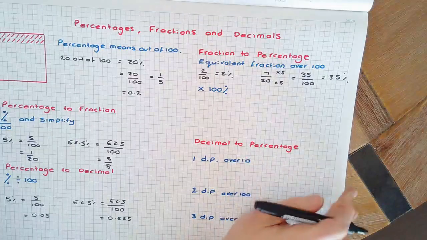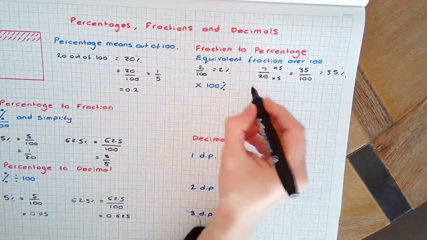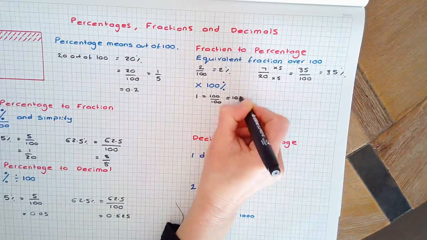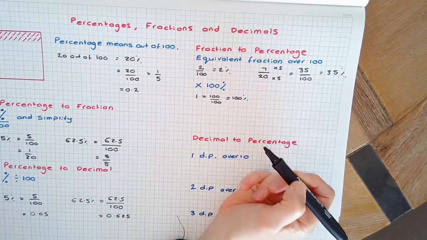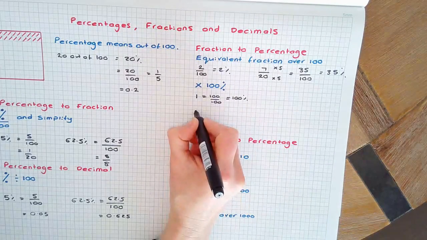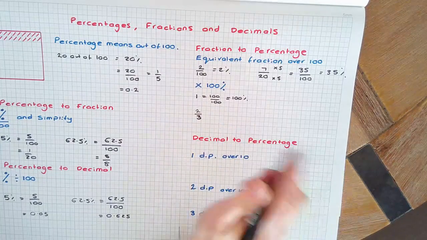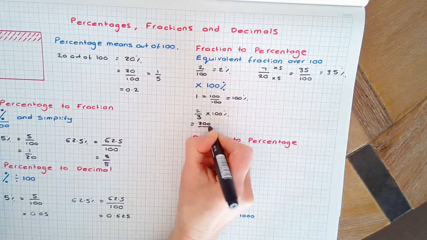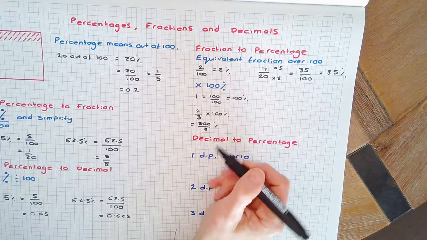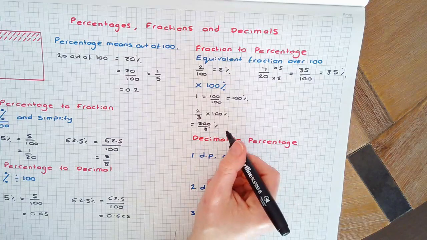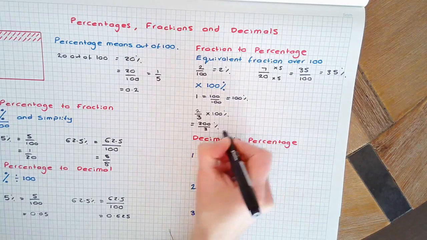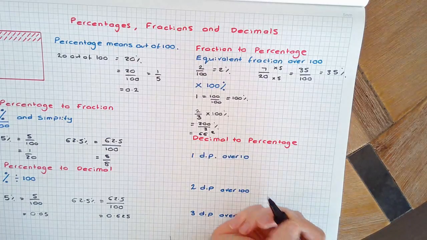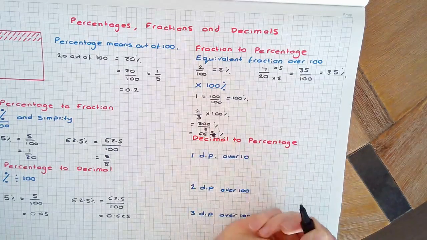But what if the denominator isn't a factor of 100? We know that 1 equals 100 over 100, or 100%. So if we multiply something by 100%, we've just multiplied it by 1. So let's take the example 2/3. Converting to a percentage, we would multiply it by 100%. We get 200 over 3%. 3 goes into 200 66 times, and it has 2 remainder. So we would write our final answer as 66 remainder 2, but the 2 still has to be divided by 3, so we have 66 and 2/3%.